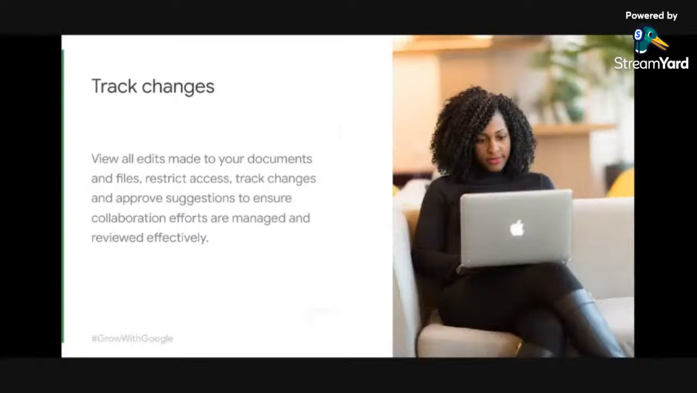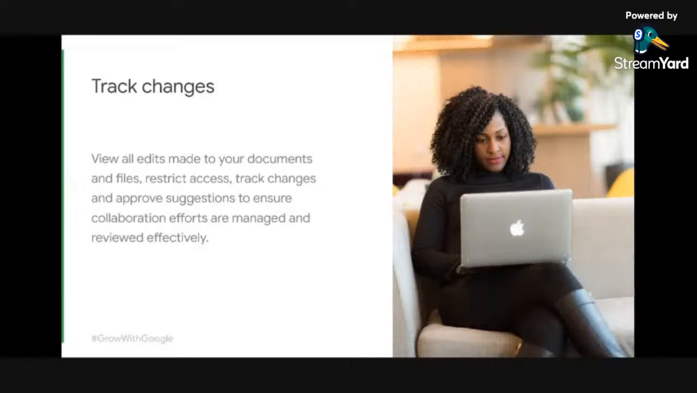You can reply to comments and track changes so that you can approve them before implementation. If you're collaborating with several people on a single file, it can be difficult to pinpoint who made certain changes and when. Keep track of changes in shared files by identifying changes and who made them. You can also revert to a previous version. Google Workspace enables you to view all edits you made to your documents and files, restrict access, track changes, and approve suggestions to ensure collaboration efforts are managed and reviewed effectively.